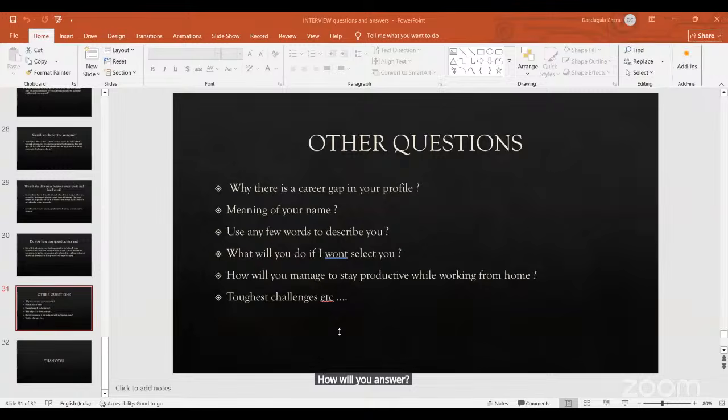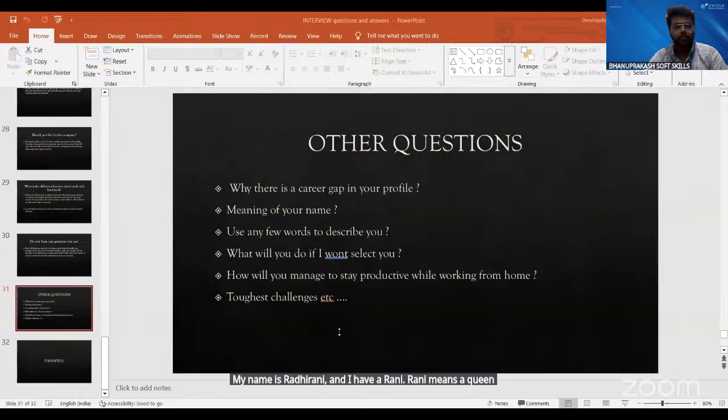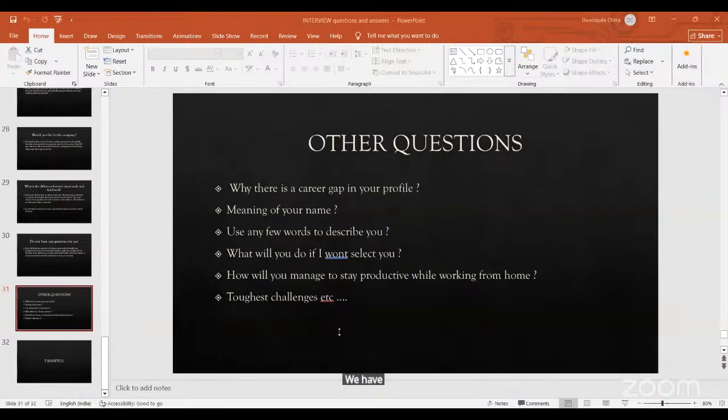Sir, yes. My name is Reddy Rani. Rani means a queen. A queen has the ability to handle any situation and communicate with others. A self-motivated person, she has the ability to motivate others, etc. Sir.